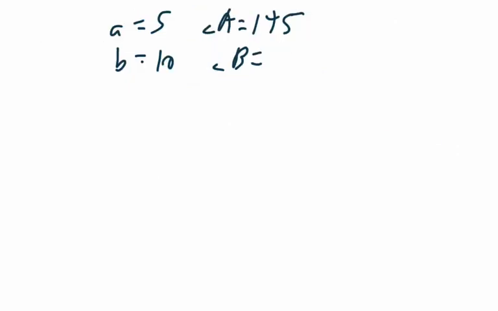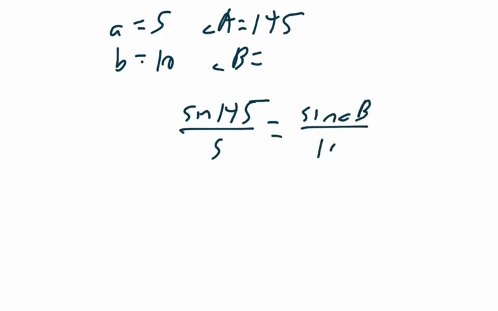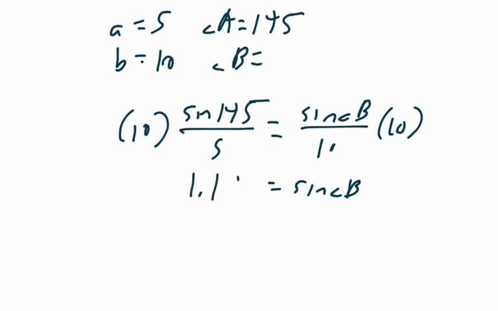For problem number 11, we want to know how many angles or how many triangles go with this situation. And so I'm going to do the sine of 145 over 5 and the sine of angle B over 10. And so when I multiply both sides by 10, we wind up with the sine of angle B equals 1.14. Now, when I try to do the inverse sine, remember this can't be any higher than 1, so the answer is going to be 0 triangles.